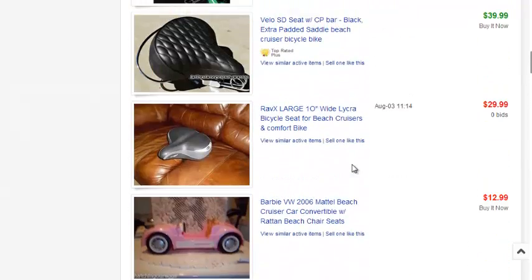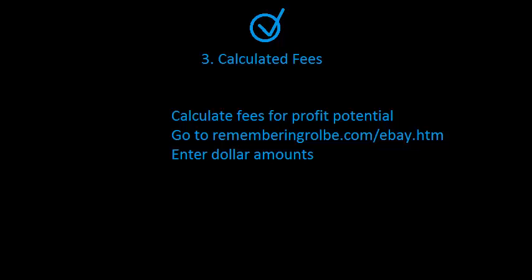Now we're going to cover calculated fees. This is a very important part of selling on eBay. You always want to know what your profit margin is. And today we're going to calculate the fees for profit potential by going to this address. You can pause the video now to write down this address. If you're ready, we'll go ahead and continue.